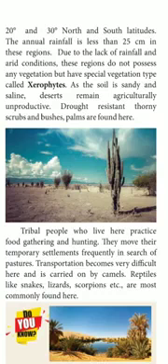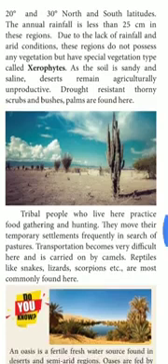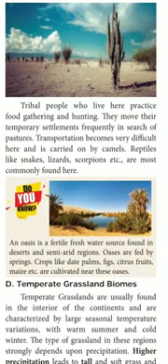Reptiles like snakes, lizards, scorpions, etc. are most commonly found here. What type of animals can we find in the desert biomes? Reptiles like snakes, lizards, scorpions, etc. Next, an oasis is a fertile freshwater source found in desert and semi-arid regions. Oases are fed by springs. Crops like date palms, figs, citrus fruits, maize, etc. are cultivated near an oasis.